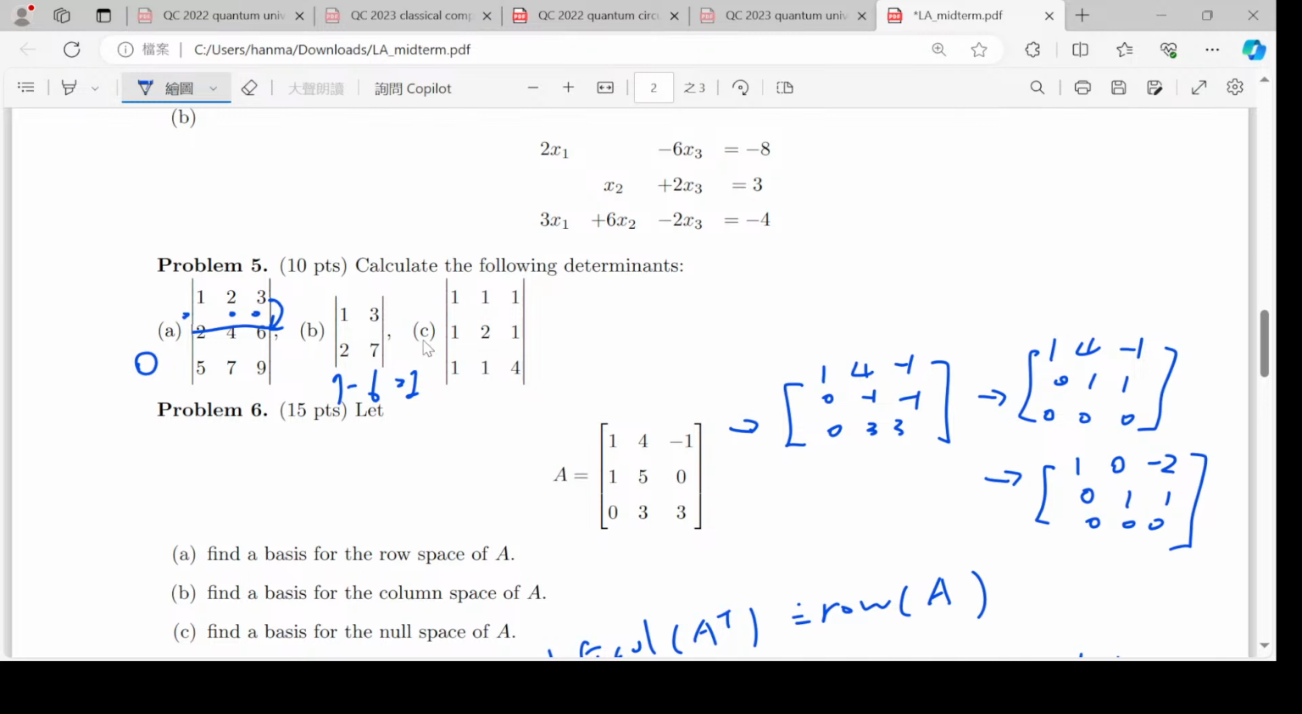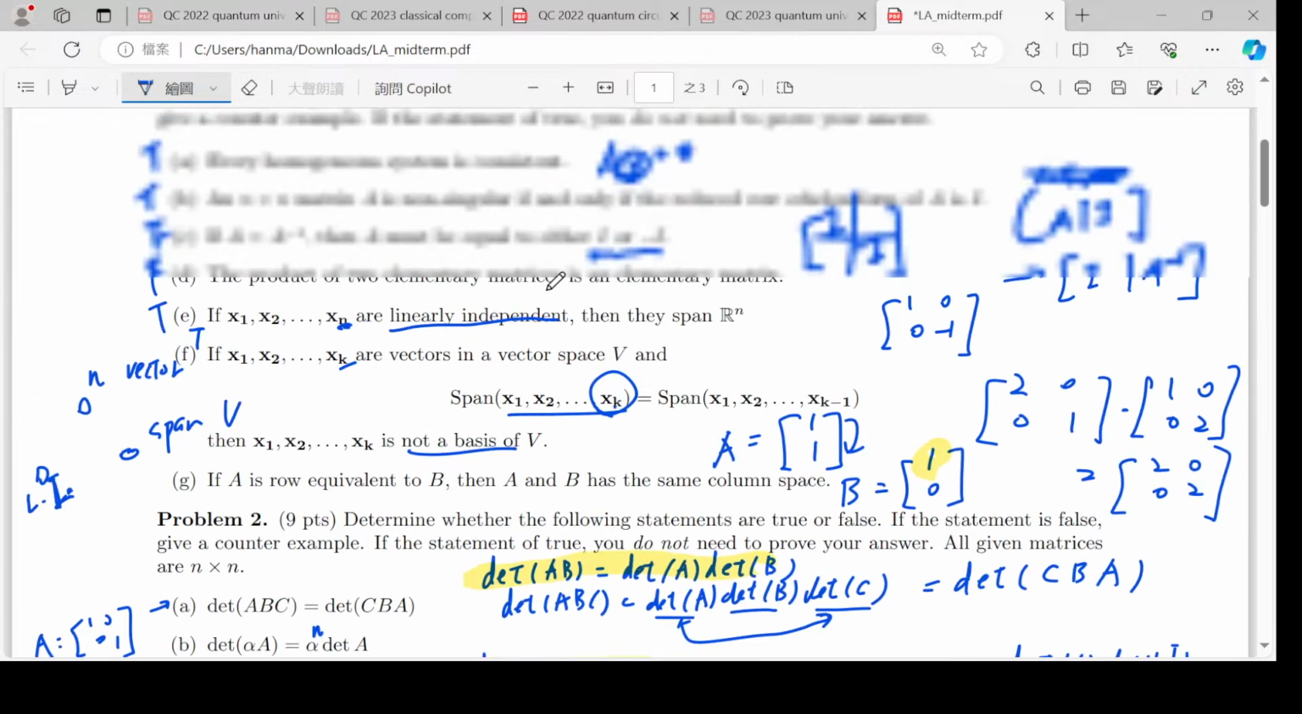The third one also has some symmetry, so you can do a similar thing. You subtract the first row from the second row and the third row, and then we get the determinant of 1 1 1, 0 1 0, and 0 0 3. This is a triangular matrix, so the determinant is just the diagonal entries multiplied together, 1 times 1 times 3, which equals 3. So this one is a basic calculation.